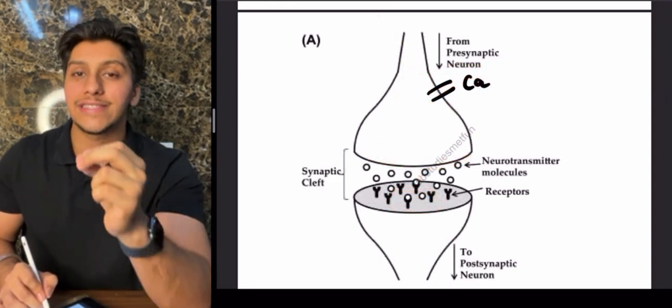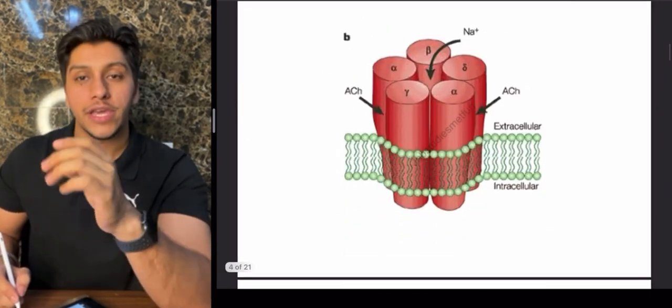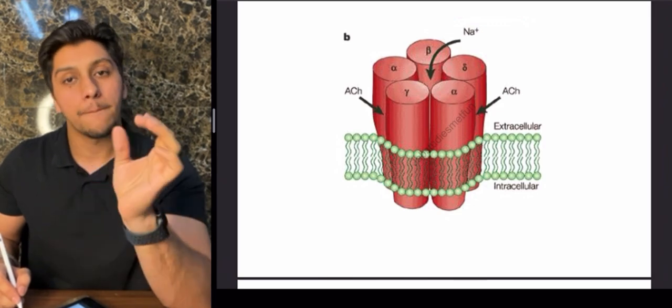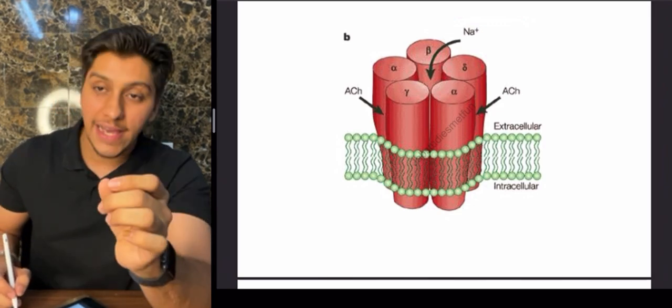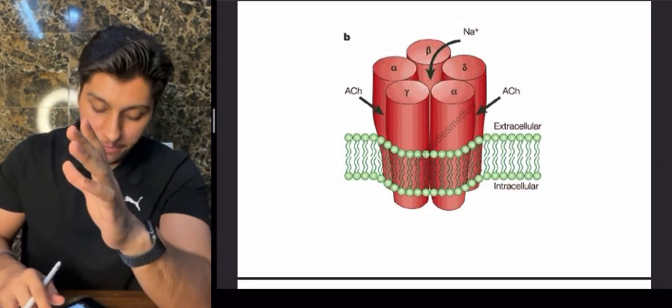Now the acetylcholine receptor which is present in the postsynaptic cleft is actually a pentameric structure in which you will have 2 alphas, beta, gamma and delta. And this acetylcholine is going to go and bind to 2 alphas. Okay, I'll repeat one more time.